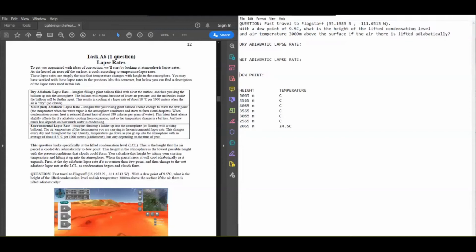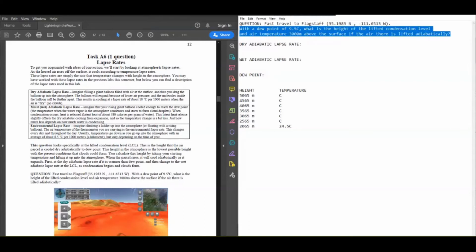In this video, we'll be going over the lapse rates A6 question for the Lightning Lab. So the question for this one is asking, if we travel to a location in the geovisualization, and if the dew point is 9.5 degrees Celsius, what is the height of the lifted condensation level and air temperature 3,000 meters above the surface if the air is lifted adiabatically?